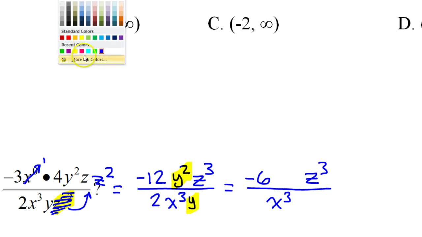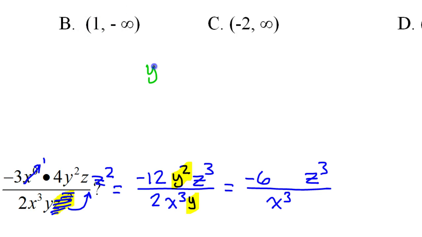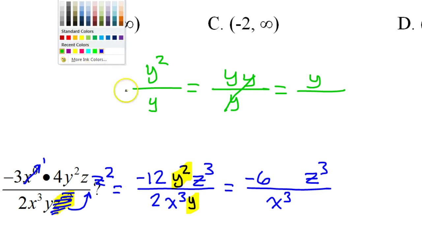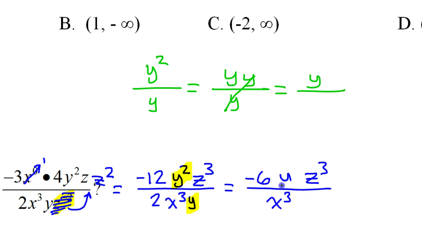We have y squared and we have y. When I look at this, in my mind I'm thinking, okay, y squared over y. Y squared is y times y over y. So one of these y's is going to cancel out. So that's going to leave y in the numerator. Okay, so that's what's happening. So I'll have y in the numerator, and that is the final answer.